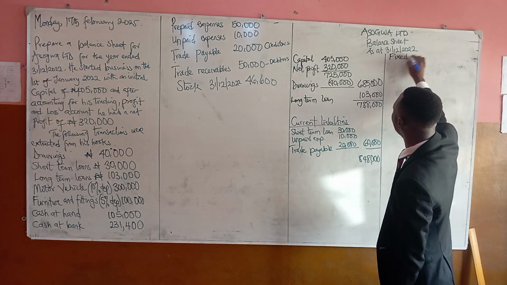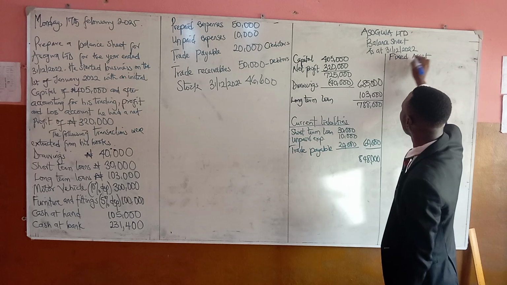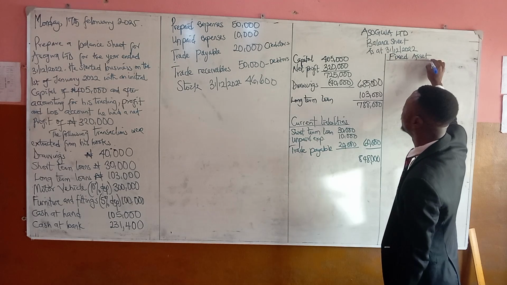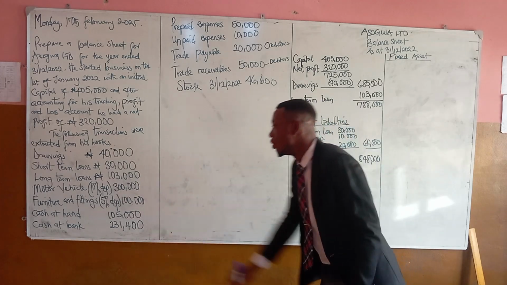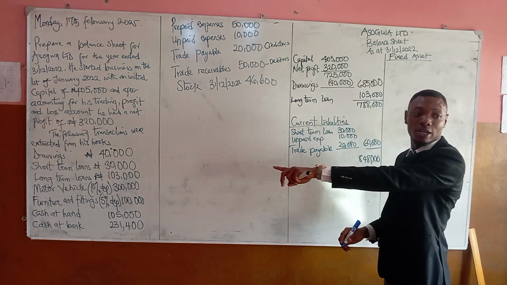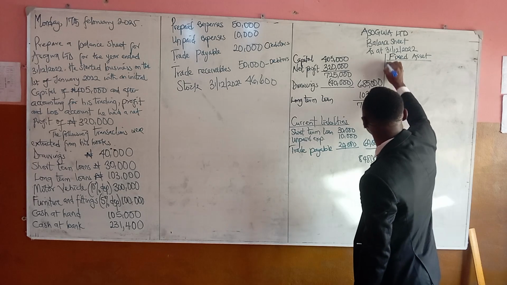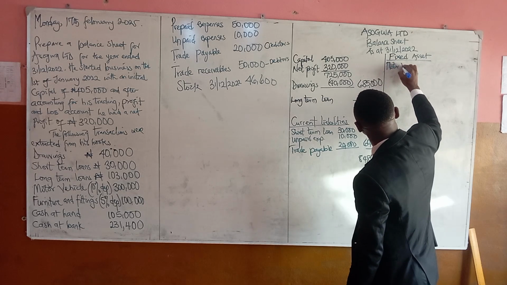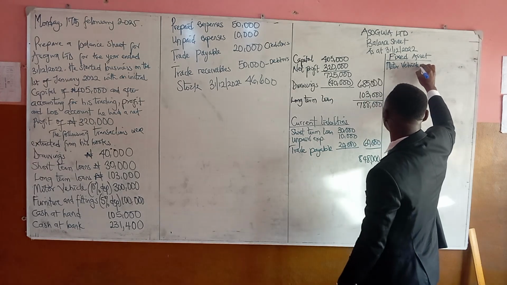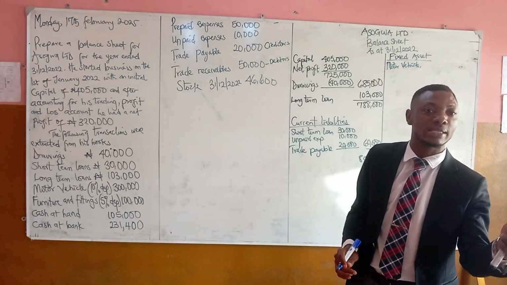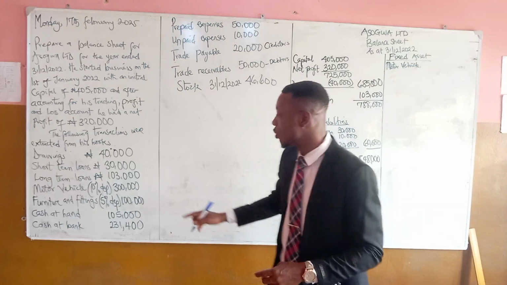So what are our fixed assets? Furniture and fittings. So do we have furniture and fittings there? Yes. 5% depreciation. Okay, let's start from the first one. The first one, motor vehicle. Wonderful. Motor vehicle is how much? 300,000. But we have what? 10% depreciation. So what do we do?